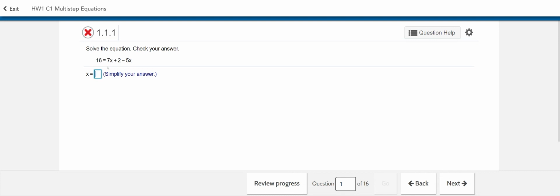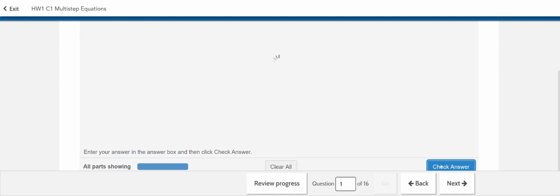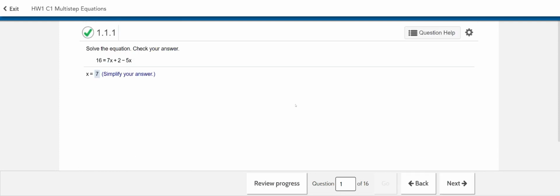So we've got 16 is equal to 7x plus 2 minus 5x. All right, I'm going to combine like terms. So 7 minus 5 is going to give me 2. So that's going to be 16 is equal to 2x plus 2. We're going to subtract 2 from both sides. That's going to be 16 minus 2 is going to give me 14 is equal to 2x. We're going to divide both sides by 2. 14 divided by 2 is going to give me 7. So this should be x is equal to 7. We're going to go down to check our answer. Yes, it is. So as you can see, that went from an X from me getting it wrong to a check mark.